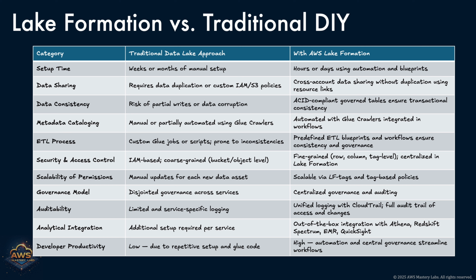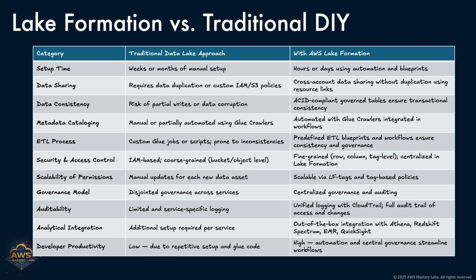From an ETL perspective, traditional methods require custom jobs and scripts for every new pipeline. With Lake Formation, you get pre-built blueprints that automate ingestion and transformation with governance baked in. Security and access control is another major area of improvement. Traditionally, access is governed through IAM roles at the bucket or object level, often too broad for enterprise use cases. Lake Formation provides fine-grained control at the table, column, and even row level, and manages it centrally.